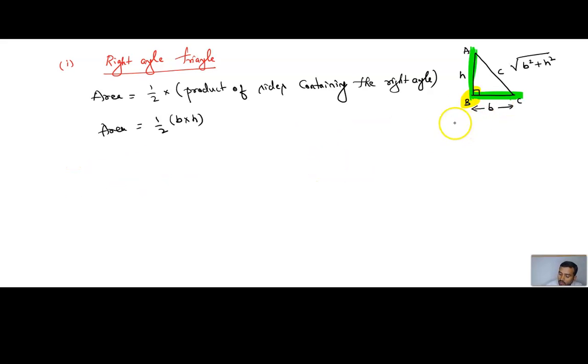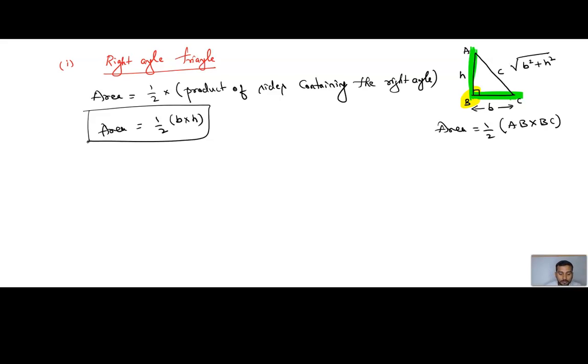So, according to this figure, that is half into AB into BC. Half into AB into BC. So, this is the formula we use to find the area of a right angle triangle.